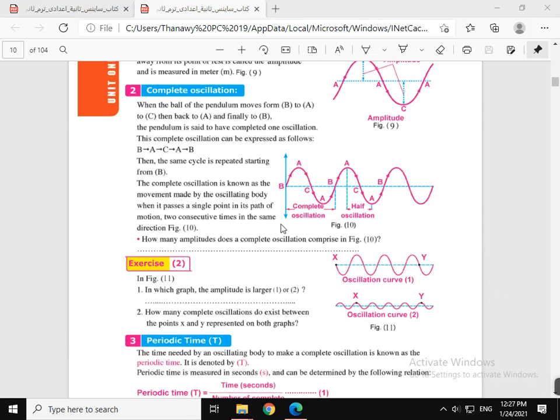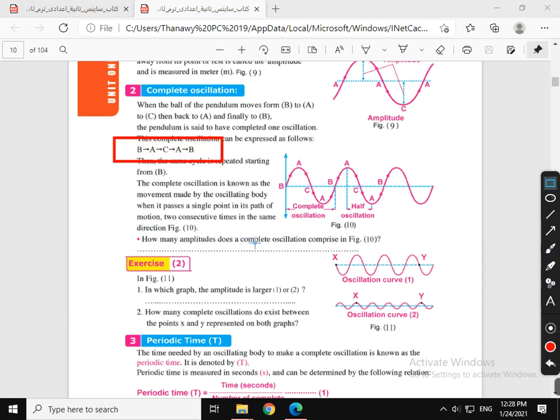Look at this figure, please. When the ball of the pendulum moves from B to A to C, then back to A, and finally to B, the pendulum is said to have completed one oscillation. This complete oscillation can be expressed as follows: from B to A to C to A and then to B.